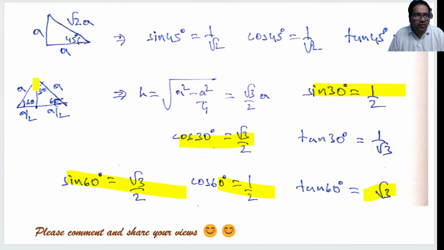Similarly, what is tan 30? Again, this opposite side by this one: a by 2 by root 3 by 2 a. So this becomes 1 by root 3.